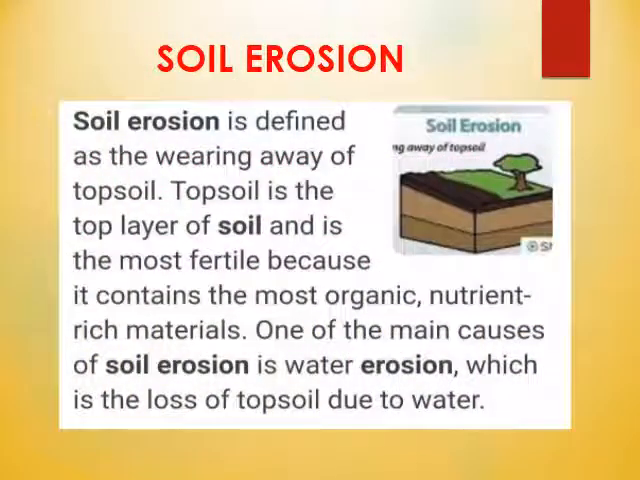Soil erosion is defined as the wearing away of topsoil. Topsoil is the top layer of soil and is the most fertile because it contains the most organic, nutrient-rich materials. One of the main causes of soil erosion is water erosion, which is the loss of topsoil due to water. Other human activities also cause soil erosion. They are cutting of trees, that is deforestation, overgrazing, poor farming methods, and burning of forests.